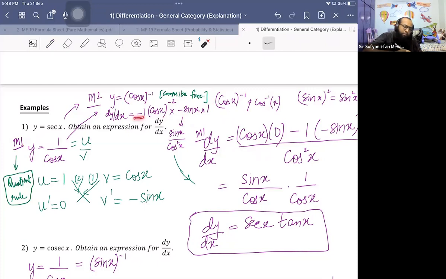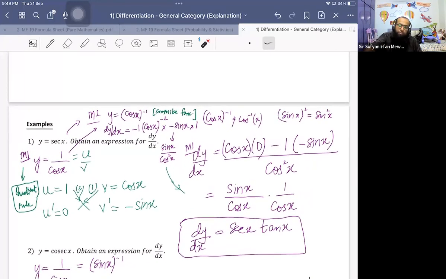Then at the end, we see minus and minus. This minus minus becomes plus. This cos x whole power minus 2 goes to the denominator to become cos square x. The sin x remains in the numerator. Sin x upon cos x whole square is sin x upon cos square x. Then we see that sin x upon cos square x can be written as sin x upon cos x into 1 upon cos x, which ultimately gets converted to sec x tan x.